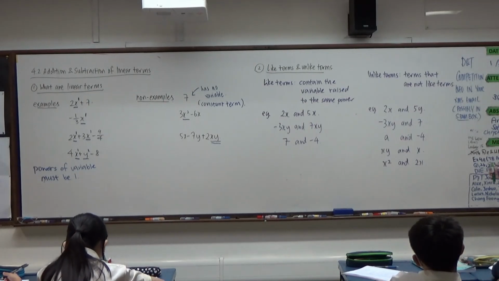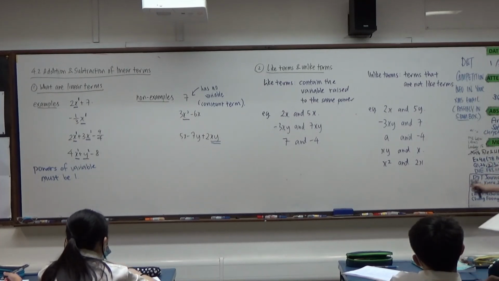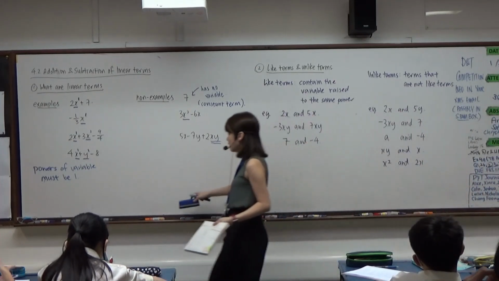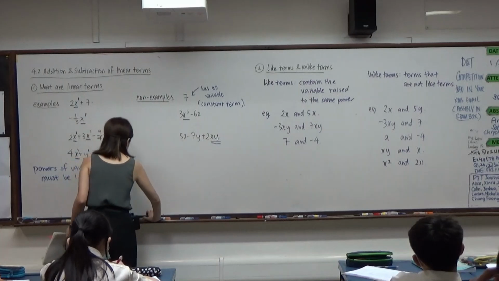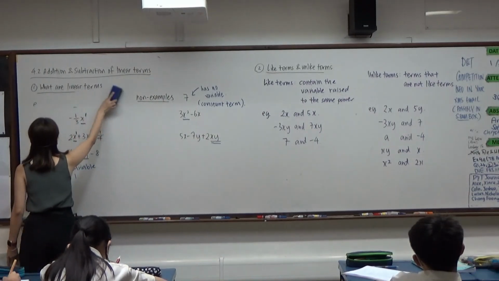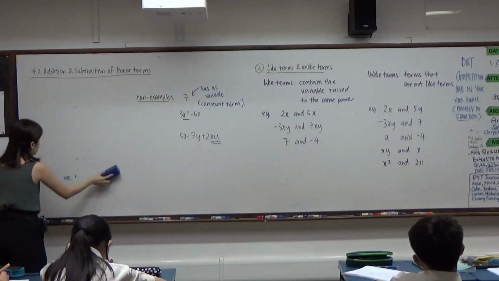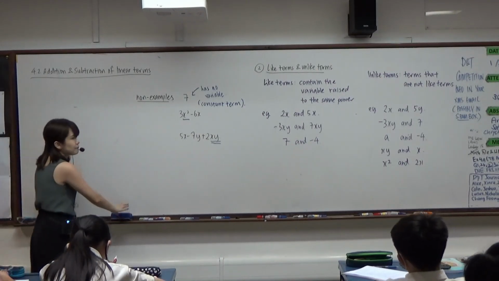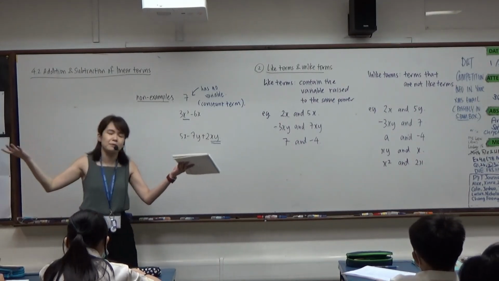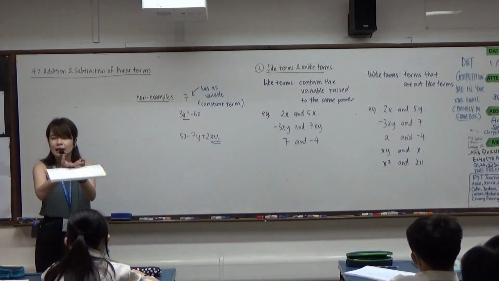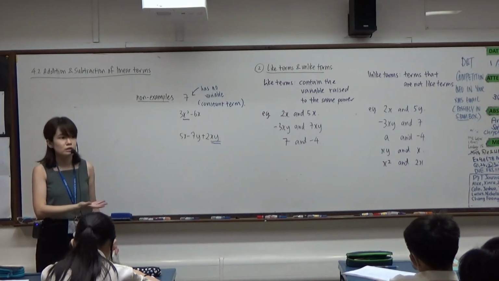Any questions? Okay, so we need to understand these like terms and unlike terms, because only when they are like terms, then we can add things together. Just like, for example, we think about having a basket of apples. If I have 2 apples on my left hand and 3 apples on my right hand, I can sum it up to say that there are 5 apples in total.